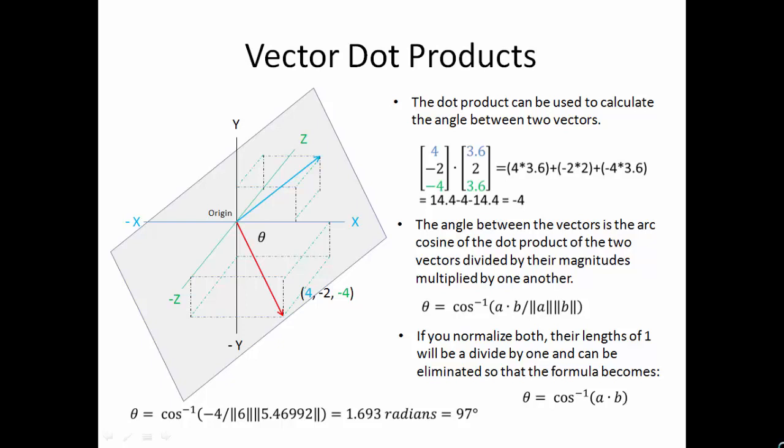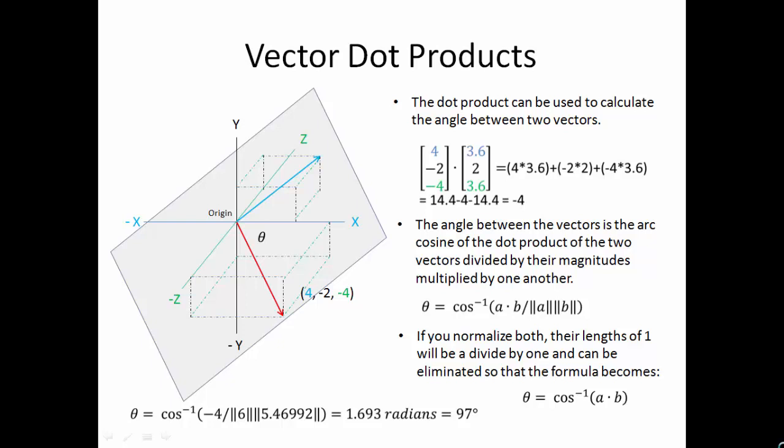But notice that if you normalize both vectors, their length of 1 will be a divide by 1 and can be eliminated, so that the formula becomes a lot more simple. You can get rid of that whole bottom half of the formula with the magnitude if you normalize the vectors, which sets their magnitude to 1.